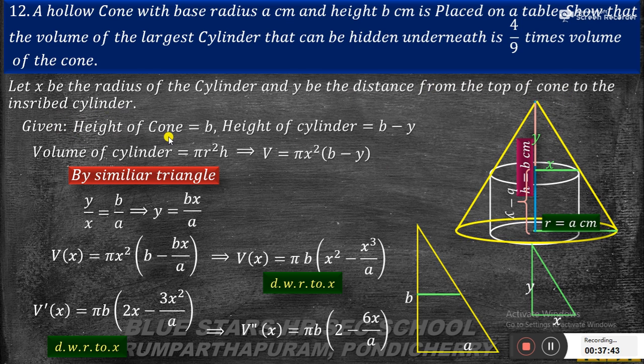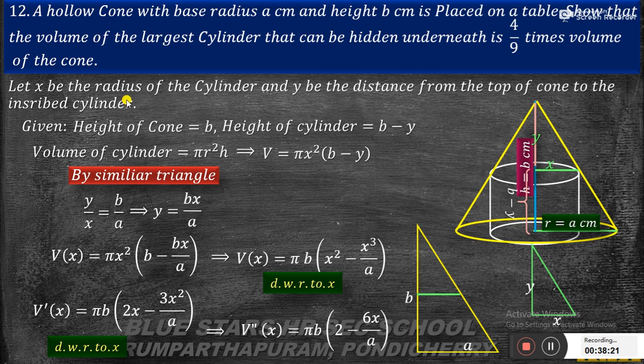Next, the height of the cone equals b. Now we calculate the height of the cylinder. The total cone height is b, minus y, so the height of the cylinder equal to b minus y. Therefore the volume of the cylinder equal to pi r square h, where the radius is x, so I substitute r equal to x square.